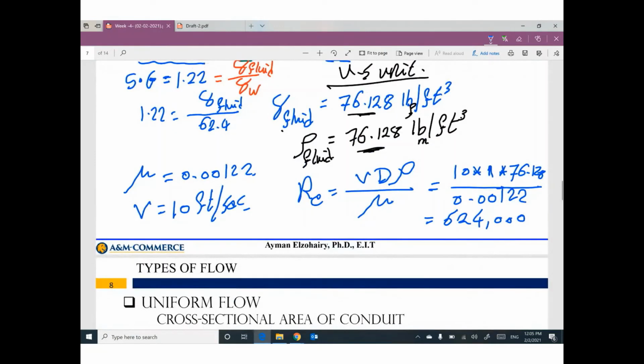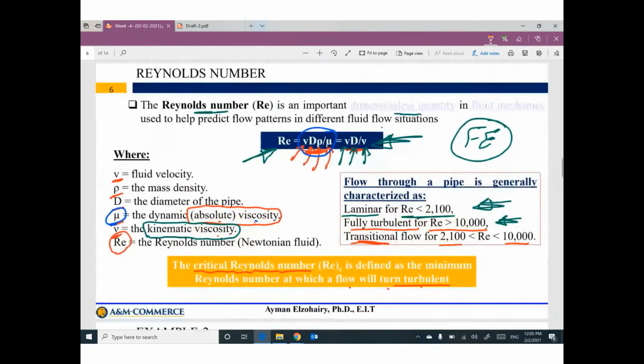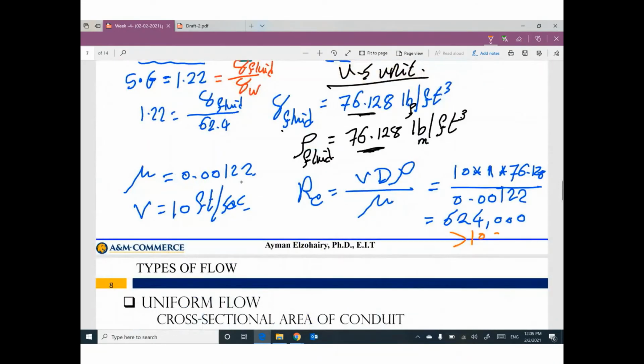I believe this number is greater than 10,000. So the flow will be fully turbulent flow. It's very easy.